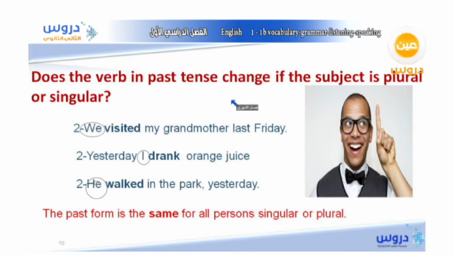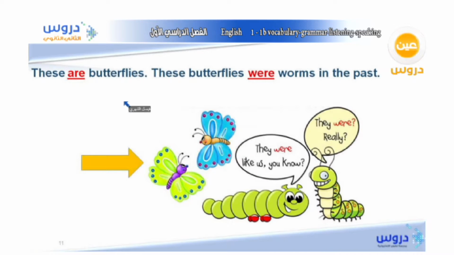Now, these are butterflies. These butterflies were worms in the past. Okay? We are not changing. Can you notice anything about those sentences? Where is the present? Where is the past? Can you notice? If you couldn't, never mind. We will come across how to know the past and the present. Alright.